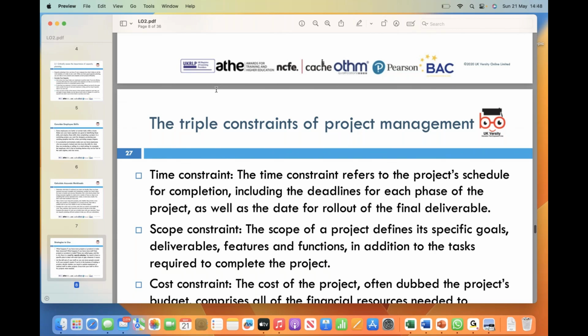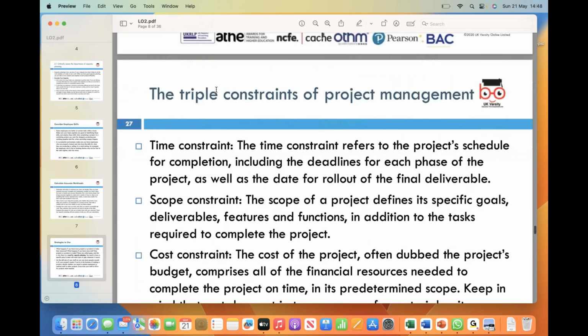The last one is cost. This involves the financial aspect of a project. It relates to the budget allocated for the project and the resources required to complete it. To manage cost constraints effectively, project managers must carefully estimate and monitor expenses, ensuring they stay within the predetermined budget.